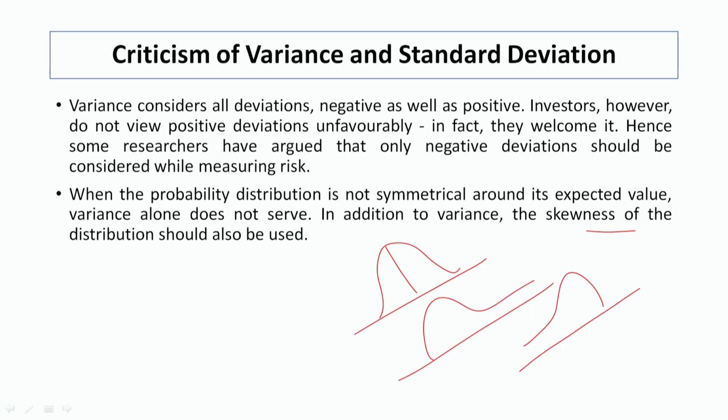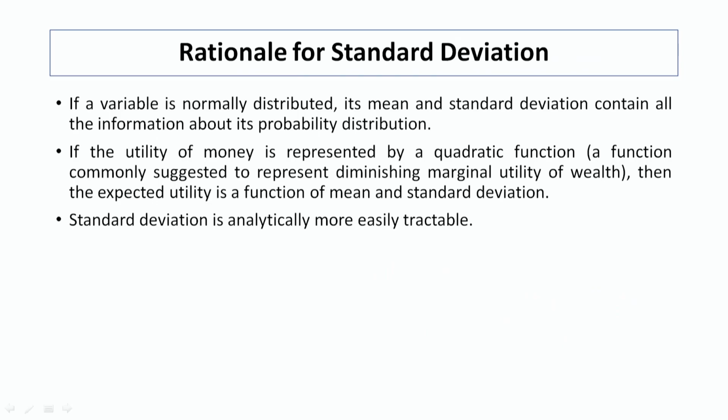But in case of standard finance or investment management, we basically consider that the risk is symmetrical and the probability distribution is normal. Rationale for standard deviation: if a variable is normally distributed, its mean and standard deviation contain all the information about its probability distribution. So if it is a normal distribution curve, in that case we can consider all the things, and on the basis of that we can take the decision.